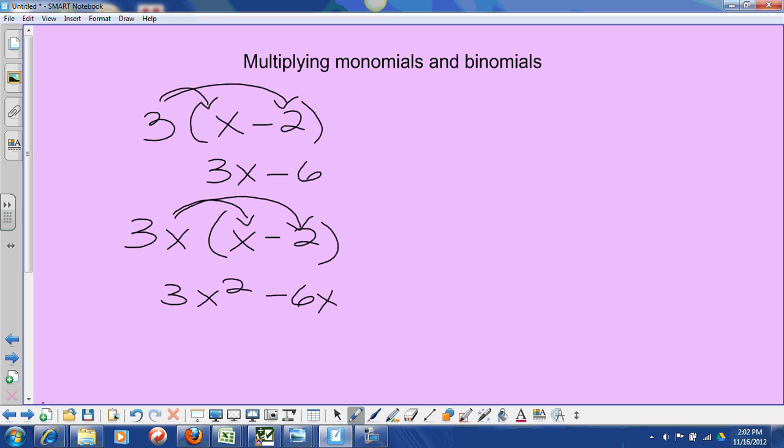It is as simple as that when you're dealing with your monomials. Now, just make sure that you be aware of your negative signs. I've always taught you guys to box them so that you don't forget them. That's the only thing you have to worry about with multiplying a monomial by a binomial.